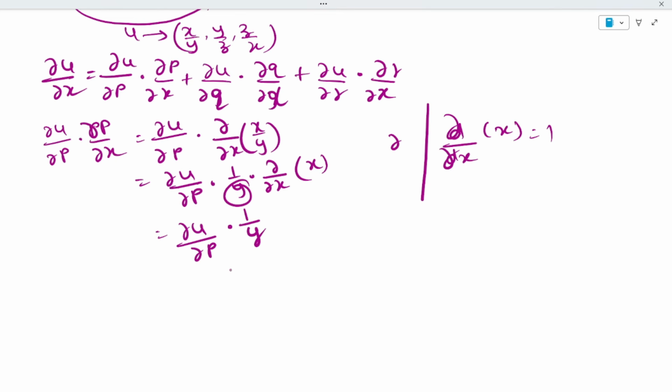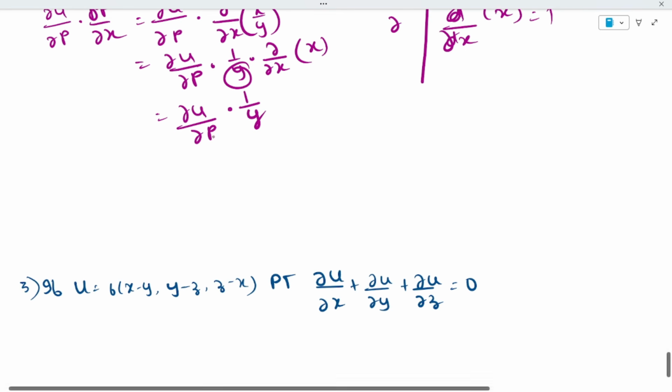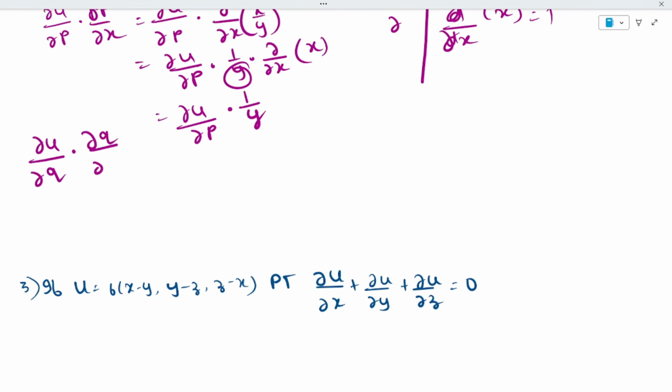This is the formula. Now, next, you have to take the second term: del u divided by del q into del q divided by del x. If you want that, you will do it with respect to x only. q is y divided by z, so the same way you will get del u divided by del q into 0, which will be equal to 0.